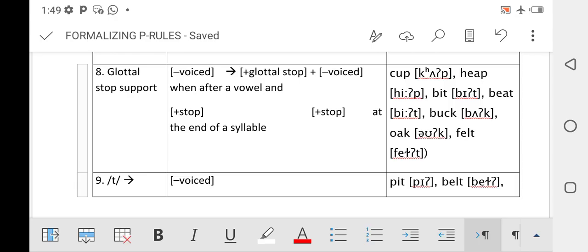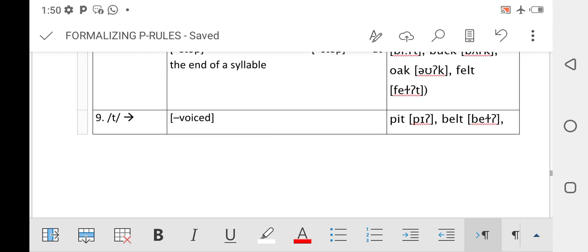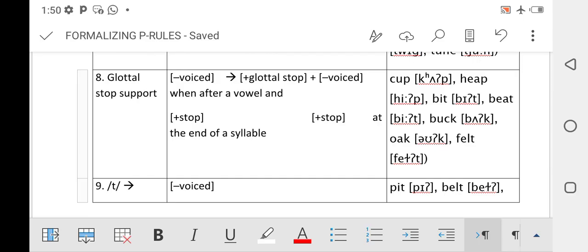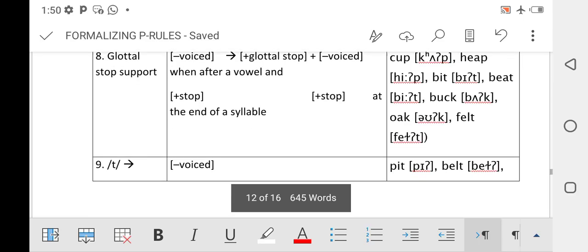All right, so cap, that could happen, but it depends on the background of the person producing the sound. All right, so that's what happens. Hip, big, like you are swallowing that and then calling it again. Okay, that's what happens in glottal stop support. So there is a support of the glottal sound.